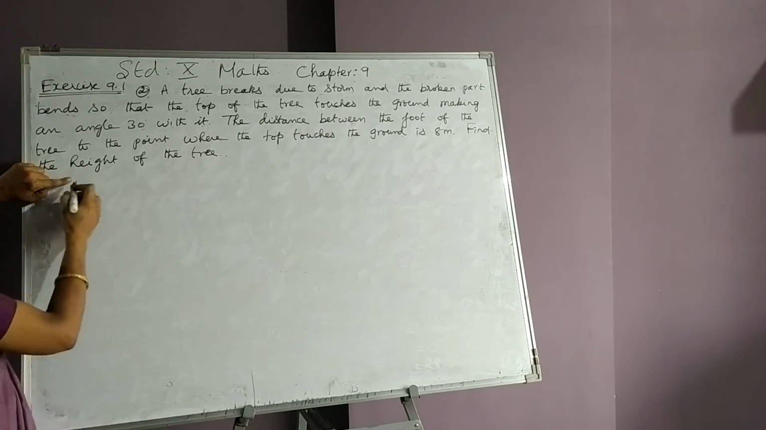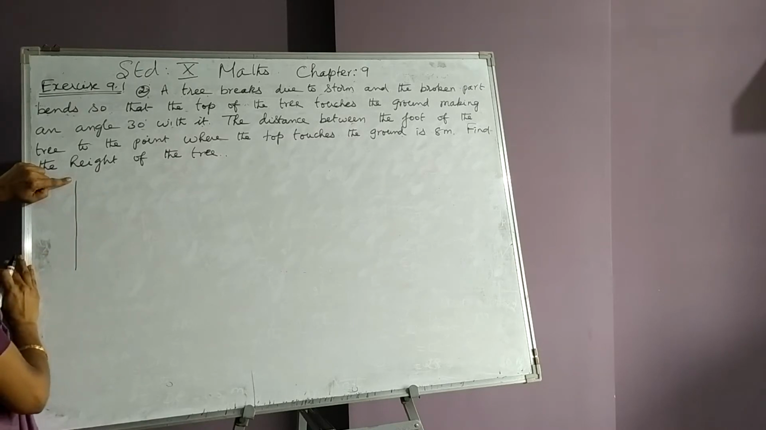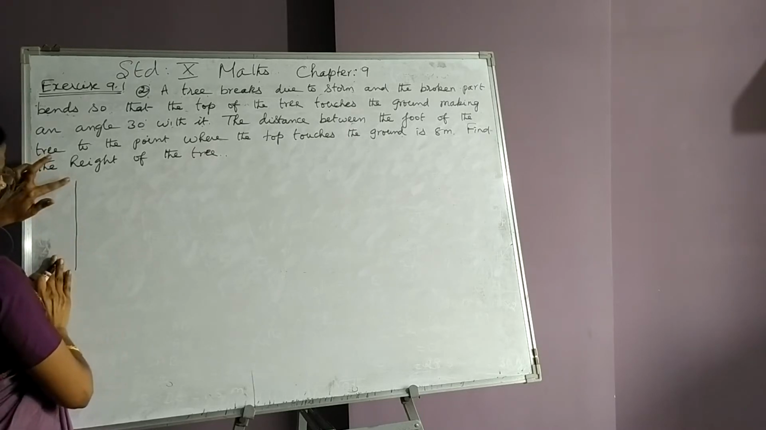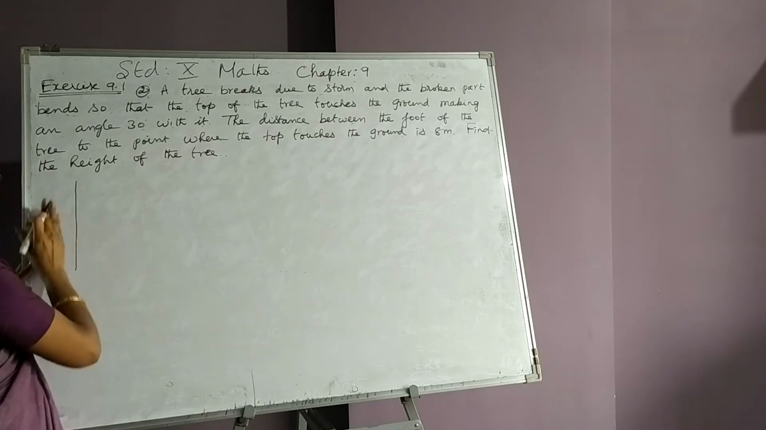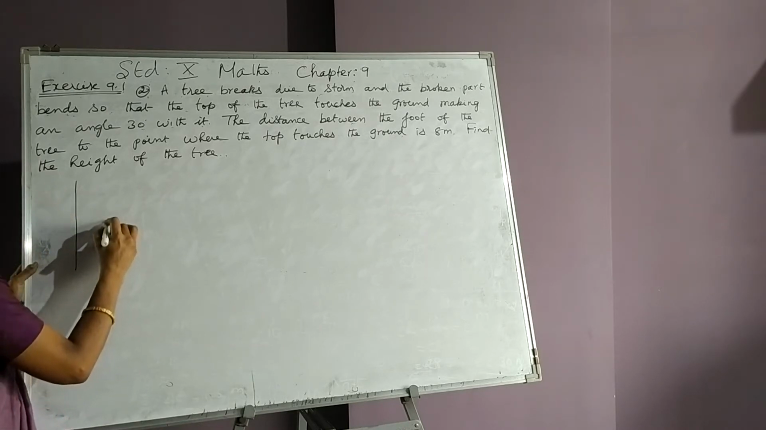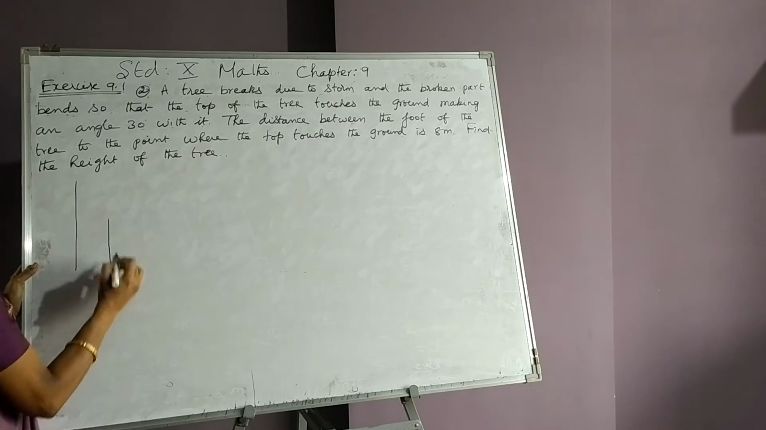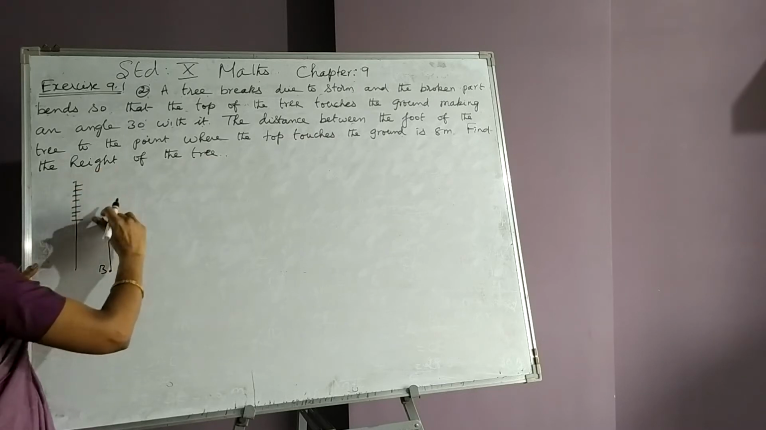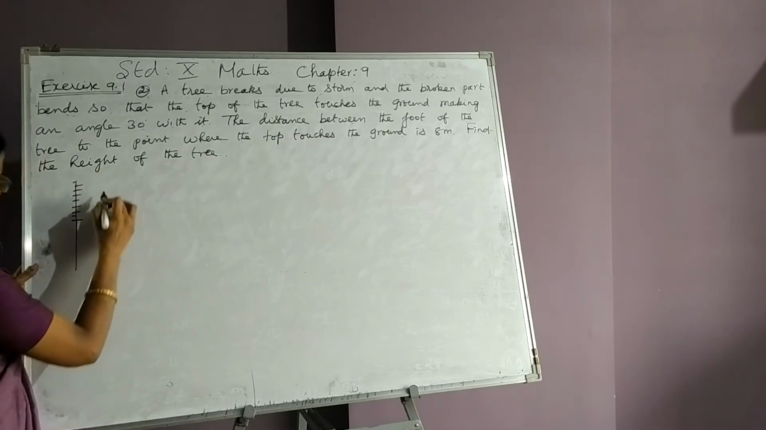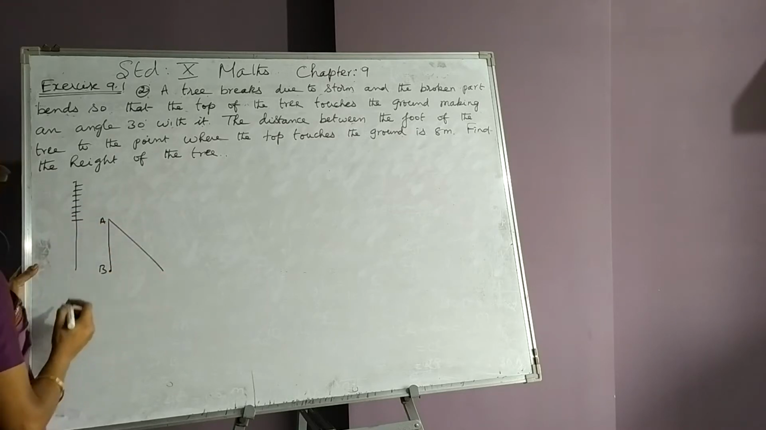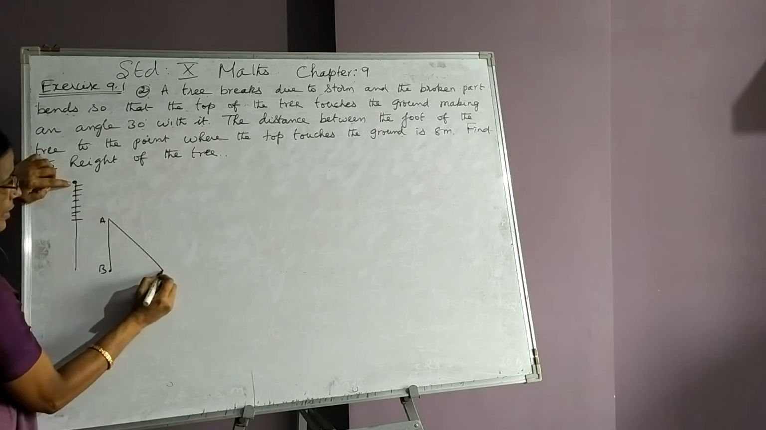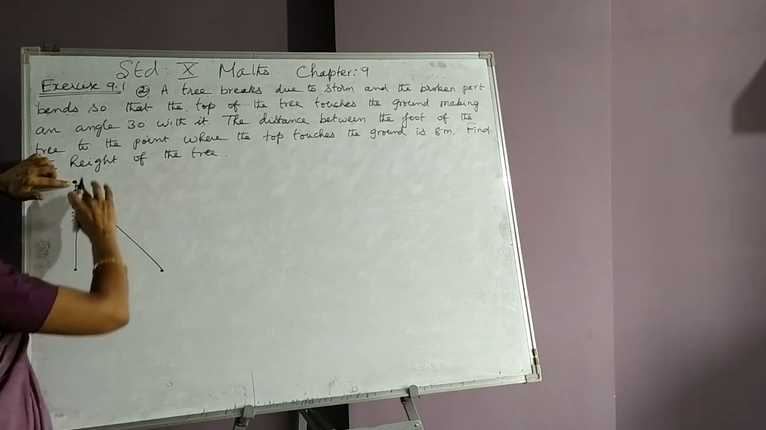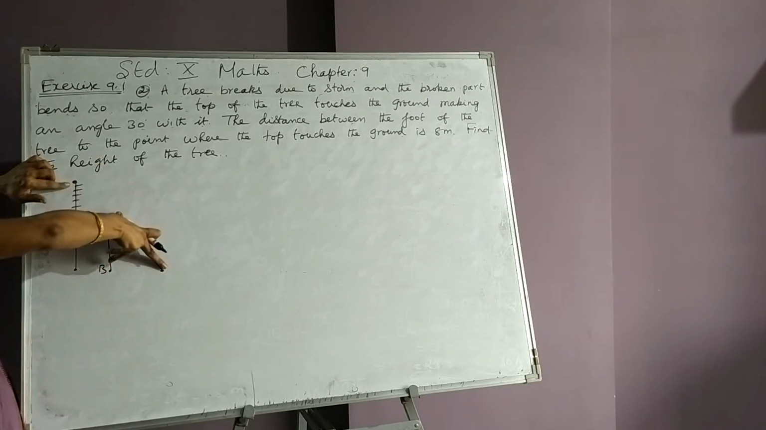This is the position of the tree before the storm, right? Now, due to the storm, this tree is broken, right? It is not completely broken into two pieces. Say it is broken like this. This part is bent like this. So this tip of the tree is here touching the ground. This is the foot of the tree. And this part is lying like this.